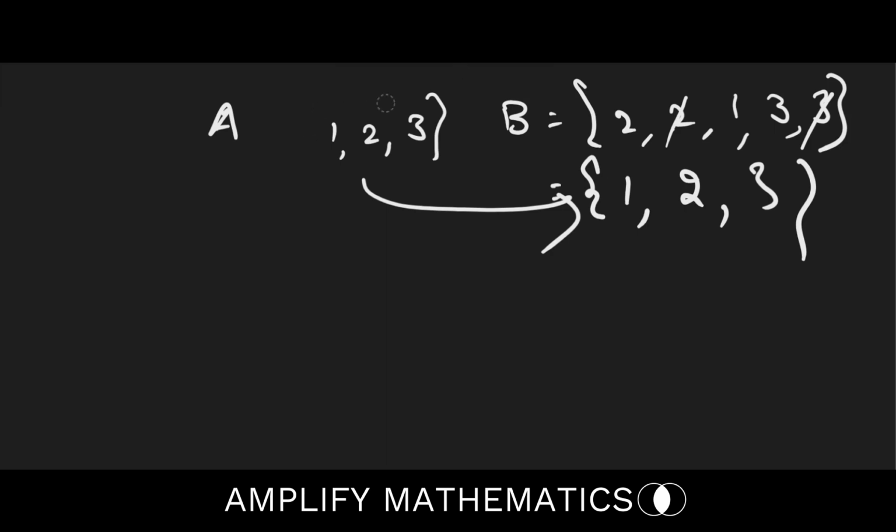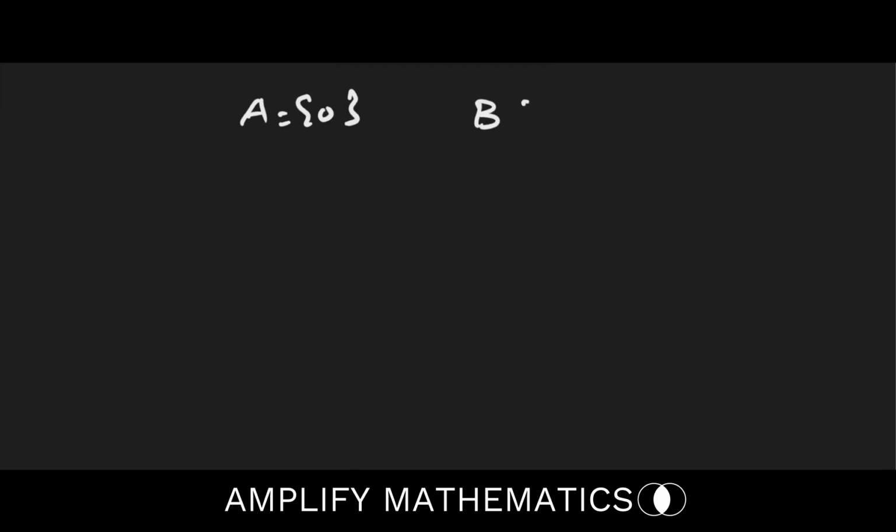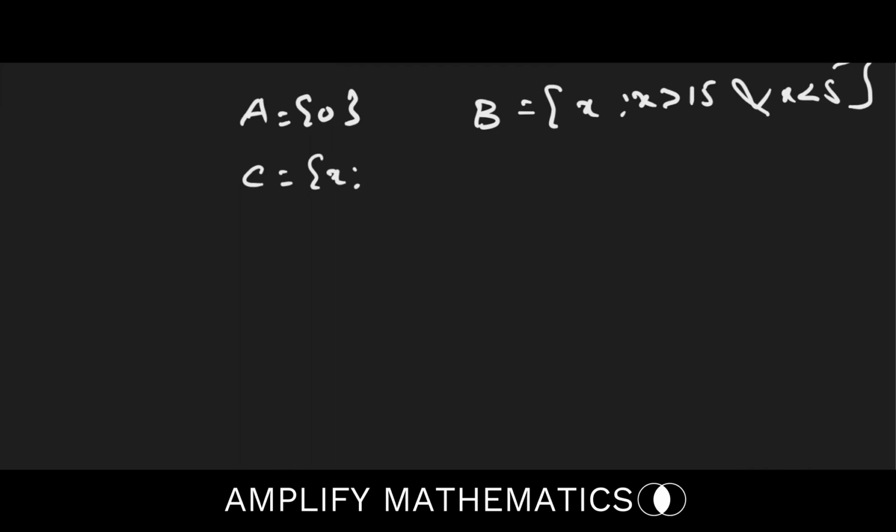Now we have to find the pair of equal sets, okay, and we have to tell whether they are equal or not. For example, A is {0}, B is all x such that x is greater than 15 and x is less than 5. C is all such x such that x minus 5 is equal to 0. Okay, let's take these four sets. D is all x such that x square is 25.